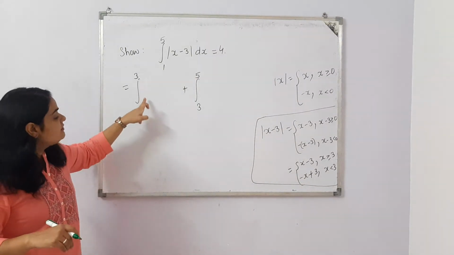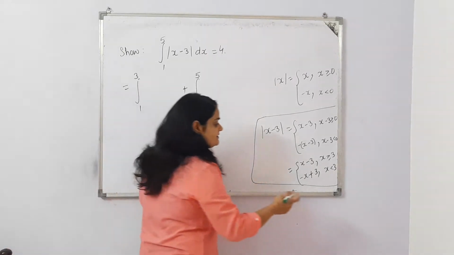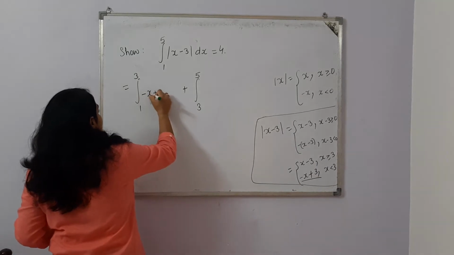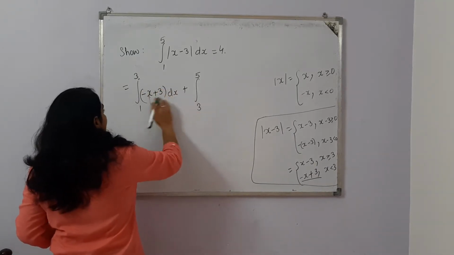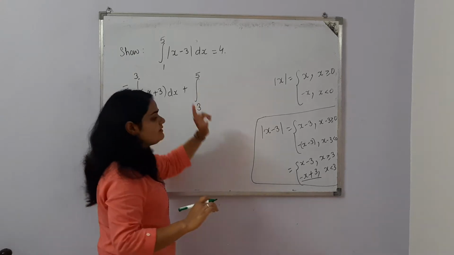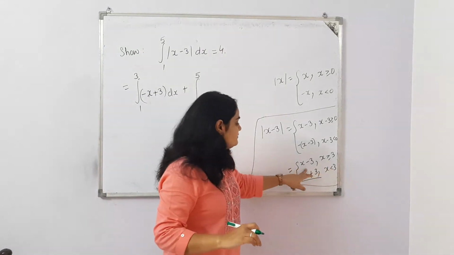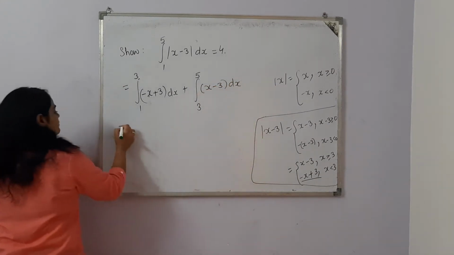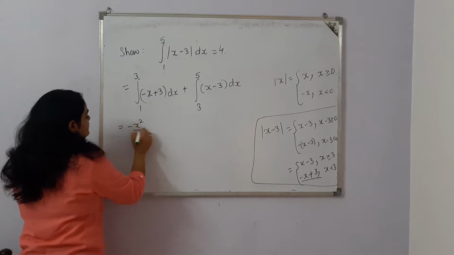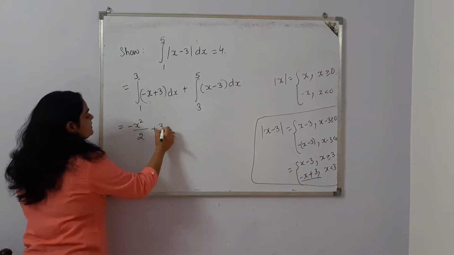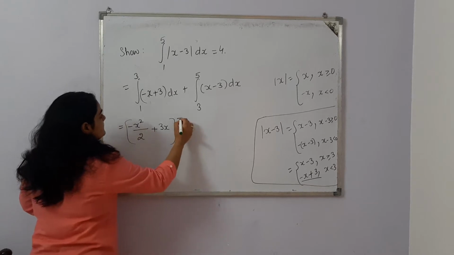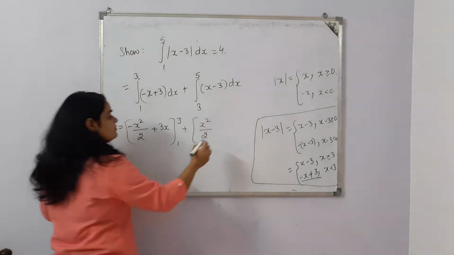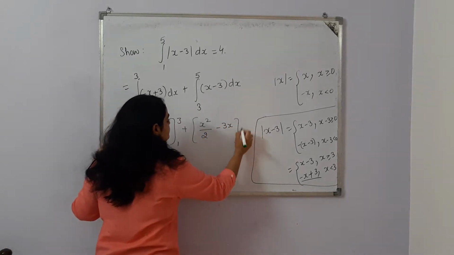So for 1 to 3, that means x is less than 3, the function is minus x plus 3. And for the limit 3 to 5, that means greater than 3, the function is x minus 3 dx. Now we are going to integrate. After integration we are getting minus x square by 2 plus 3x, with limits 1 to 3, and here after integration we are getting x square by 2 minus 3x, with limits 3 to 5.